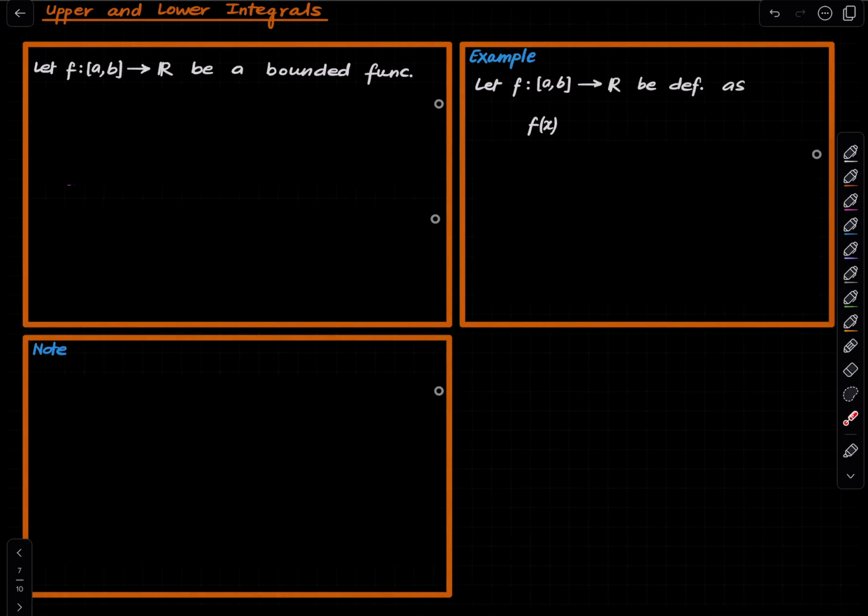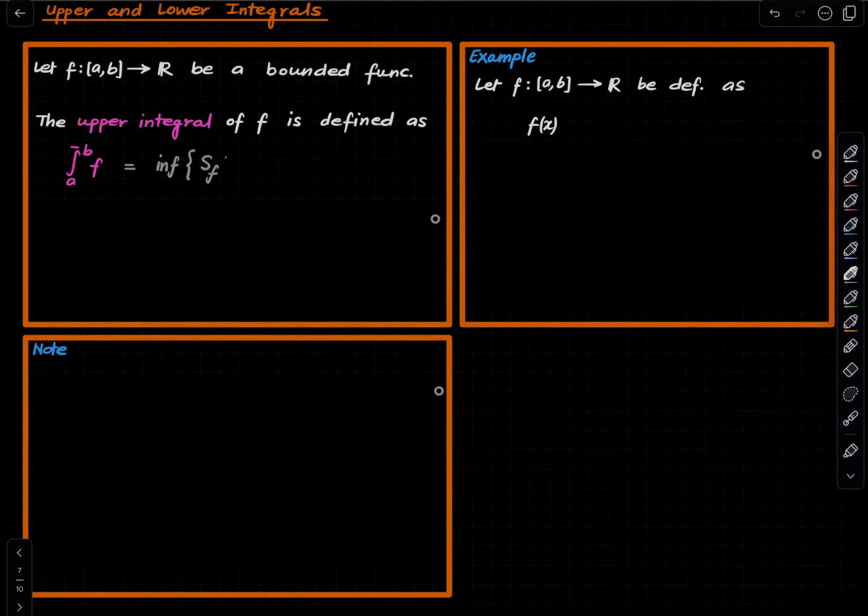Now we will define upper and lower integrals. Same setting: fix a bounded function on the closed interval [a, b]. The upper integral of f is defined as the infimum of all possible upper sums, where we vary over all subdivisions of the closed interval.